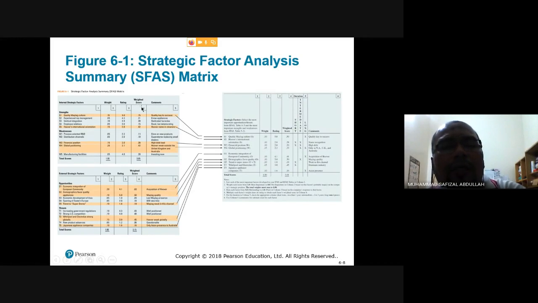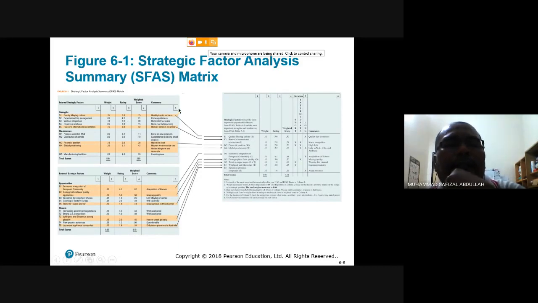And then the fourth column is the weighted score. Easy. What you do is you multiply the weight and the rating from each row. For example, this S1 here, the weight is 0.15. You multiply by 5.0, so you get 0.75 here. So you do the rest, you multiply the rest. So what you get is the total score here, the total score for the I-fast and for the E-fast.